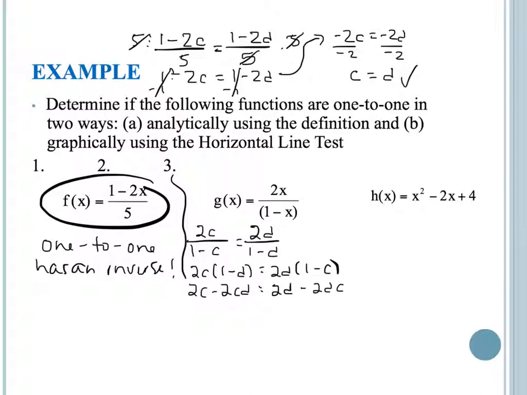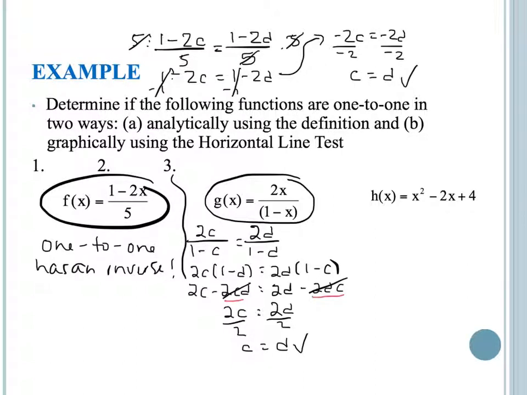And if I now look at my equation here, I have 2cd and I have 2dc, which is pretty much the same thing by the commutative property of multiplication. So those can cancel on both sides, and now I have 2c equals 2d. Well, that's great news, because if I divide by 2, I have just verified that c equals d. So g of x is also invertible.